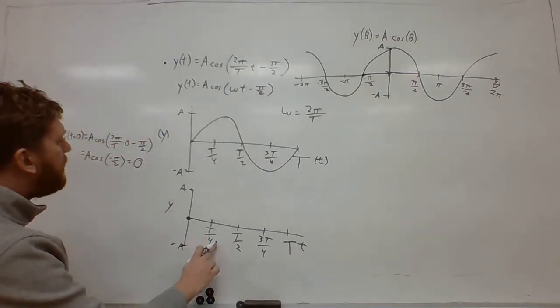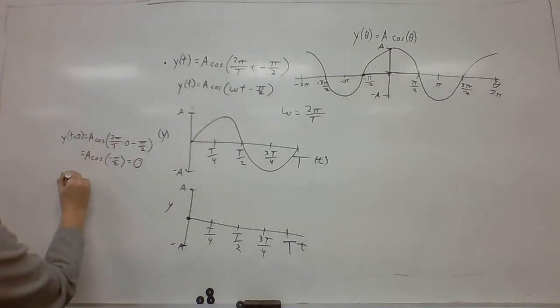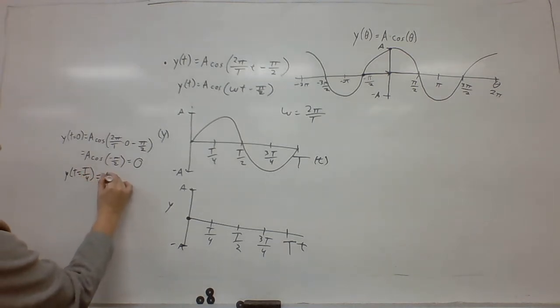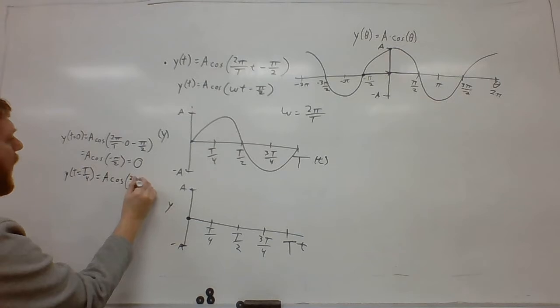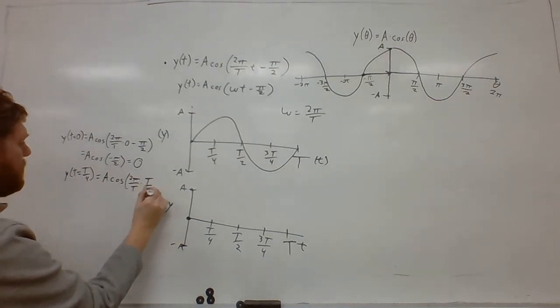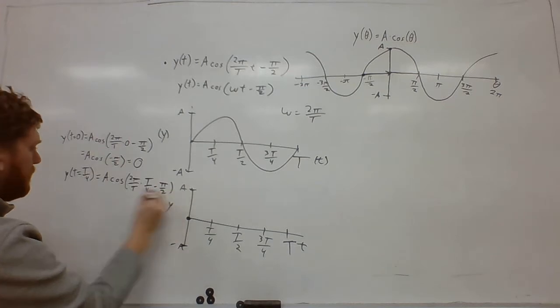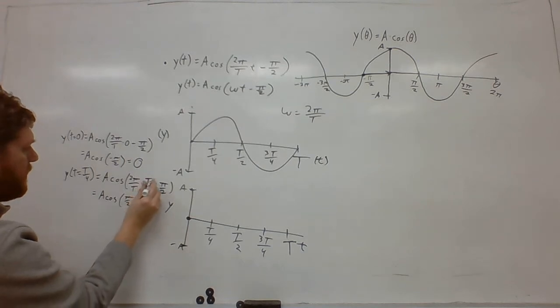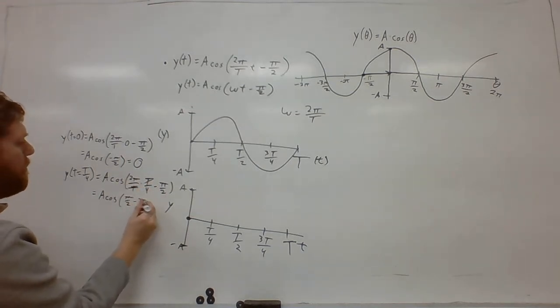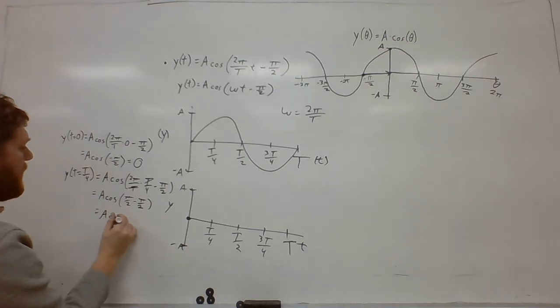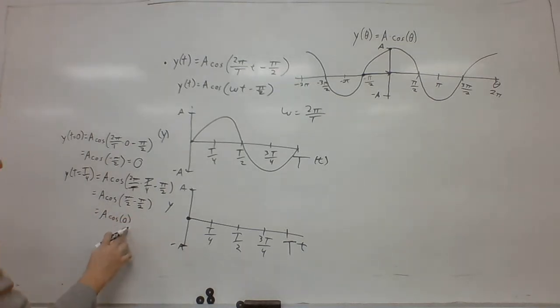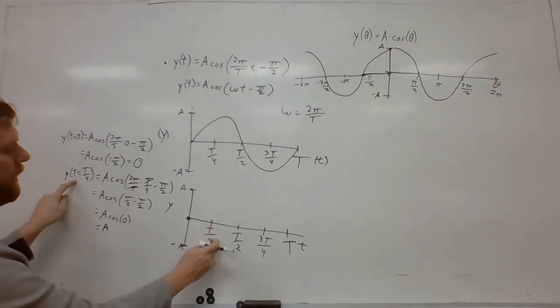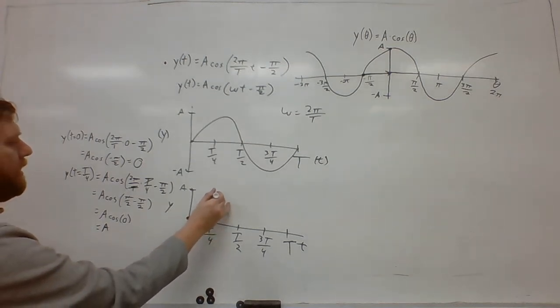Let's plug this value into this equation. So y at time equals the period over 4, and let's solve for this. That's A cosine of 2 pi over the period times the period over 4 minus pi over 2, equals A cosine, this is pi over 2, because those cancel out, that makes pi over 2 minus pi over 2 equals A cosine of 0. Cosine of 0 is 1, it's positive 1, so this is equal to A. What that means is at time period over 4, y is equal to A.